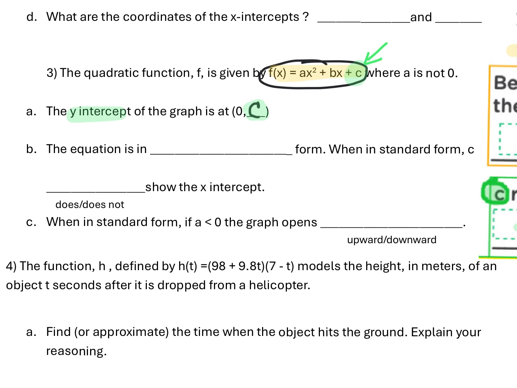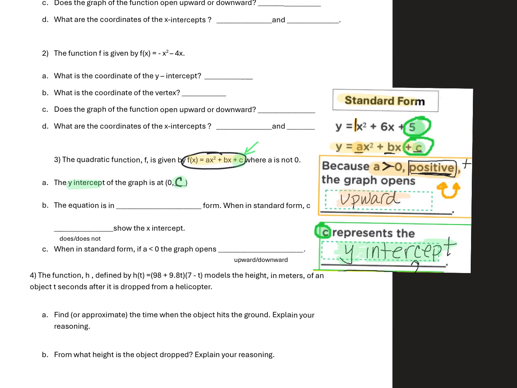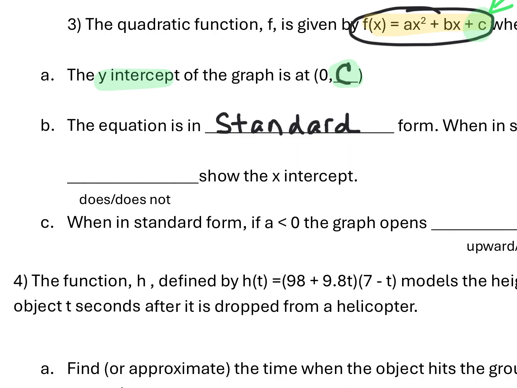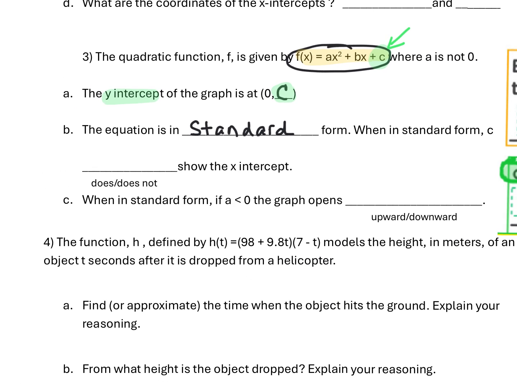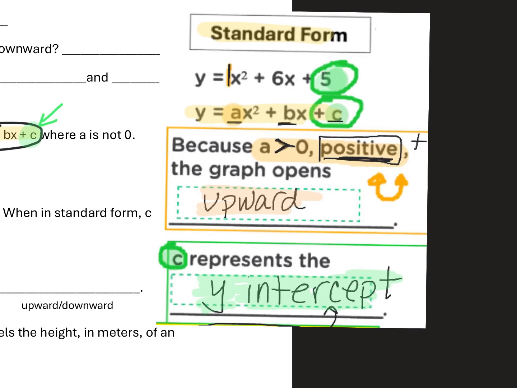And again, I know from the notes that this equation is in standard form. So I'm going to fill in the blank: standard. And if I look at my notes, standard form tells me the direction, whether my graph goes upward or downward, and it tells me the y-intercept. And that is all that it tells me.